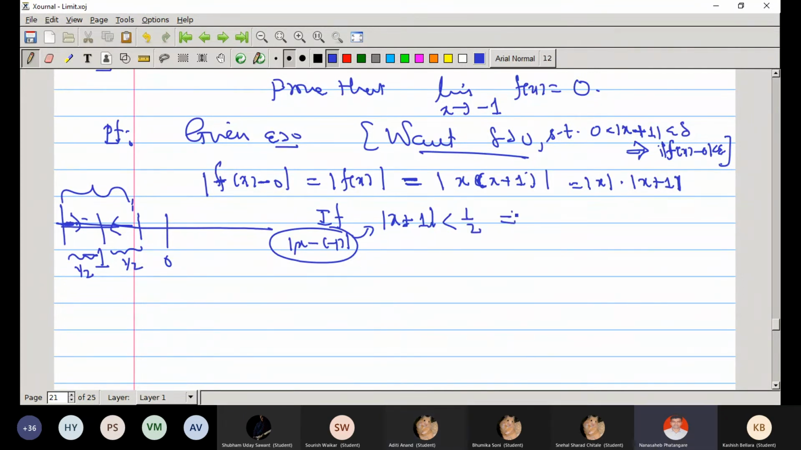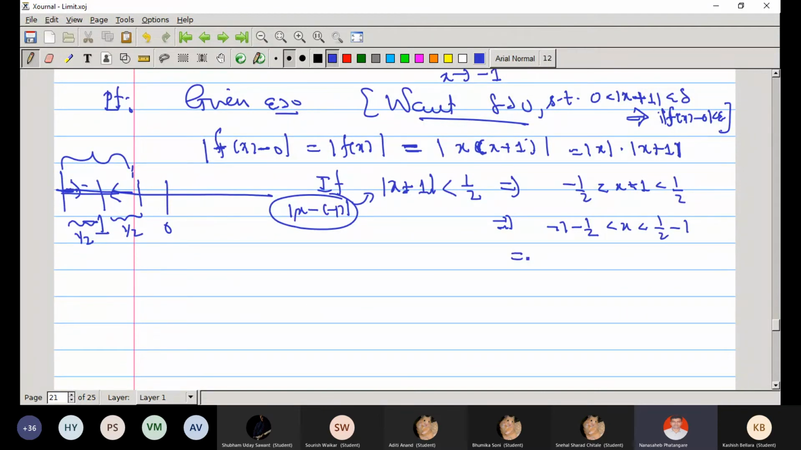Right. Then minus half less than x plus 1 is less than half. So ultimately what will happen? Minus 1 minus half less than x less than half minus 1. That means minus 3 by 2 less than x less than minus half. Right, that means x lies in between minus 3 by 2 and minus half.